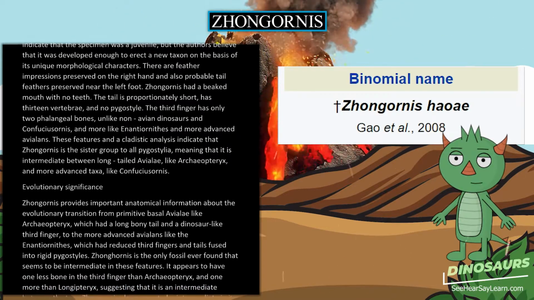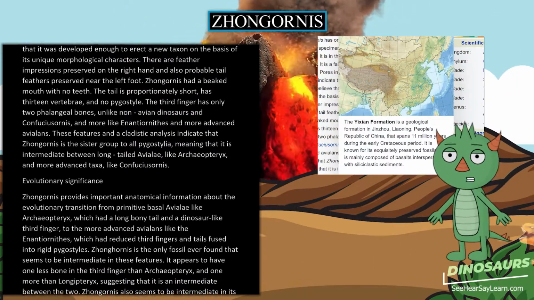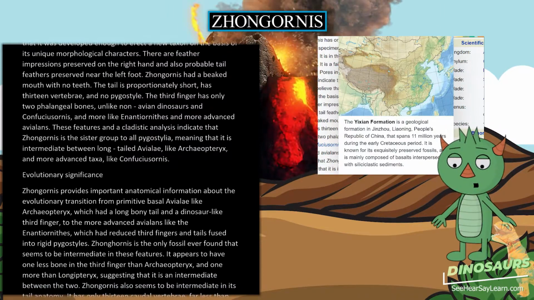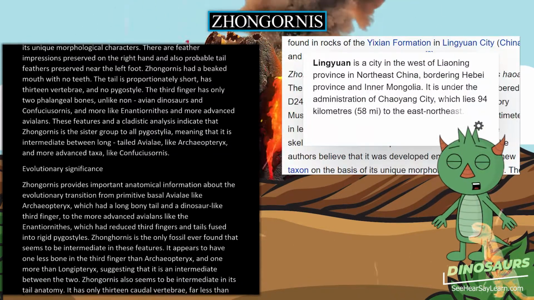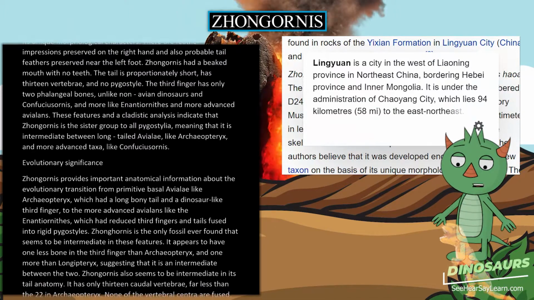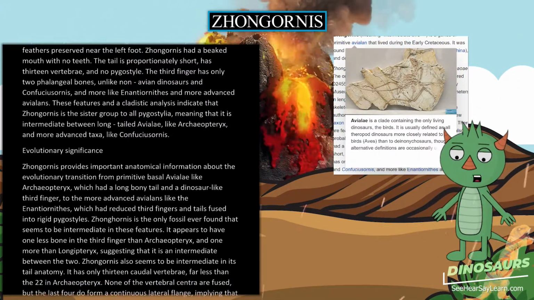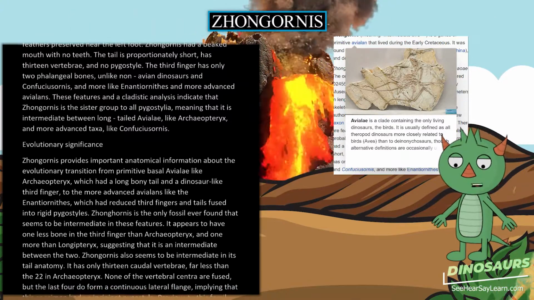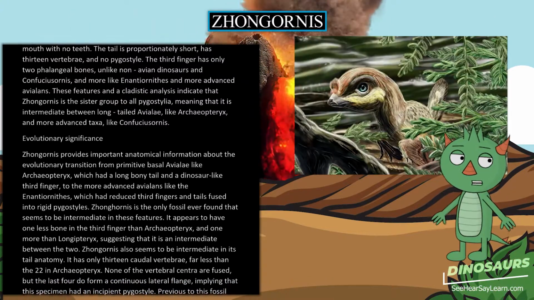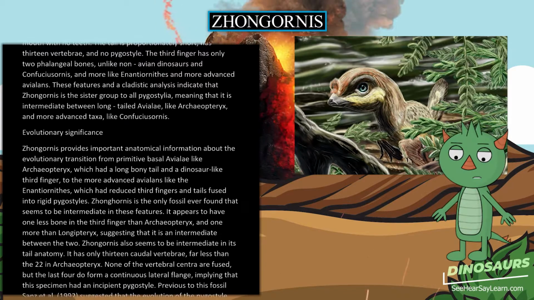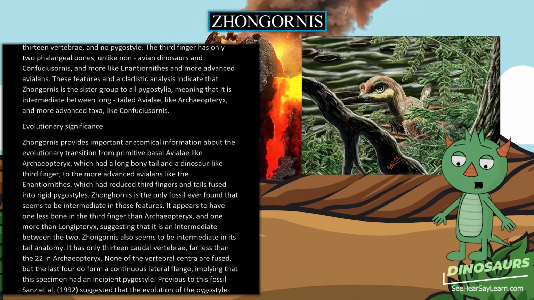Evolutionary significance. Zhongornis provides important anatomical information about the evolutionary transition from primitive basal avialans like Archaeopteryx, which had a long bony tail and a dinosaur-like third finger, to the more advanced avialans like the Enantiornithes, which had reduced third fingers and tails fused into rigid pygostyles. Zhongornis is the only fossil ever found that seems to be intermediate in these features.